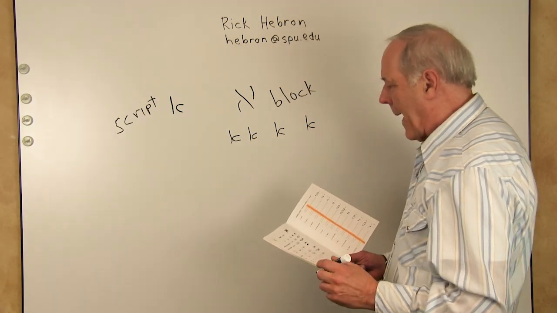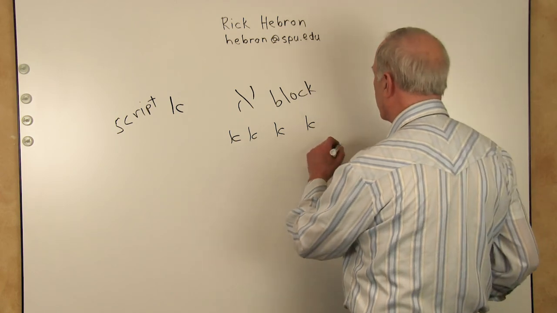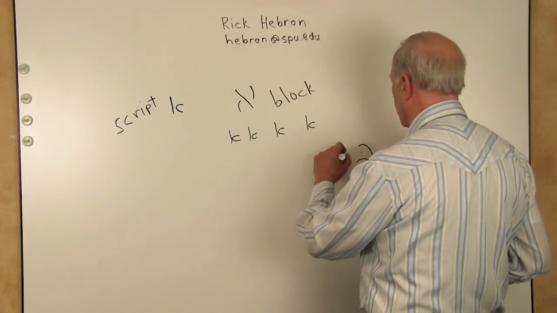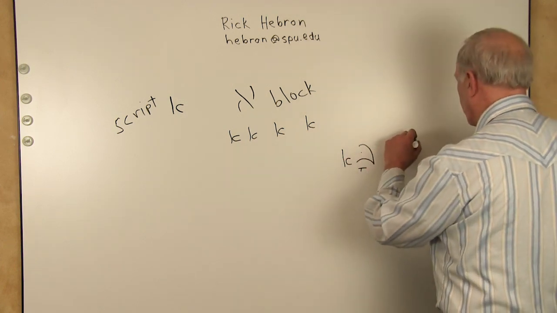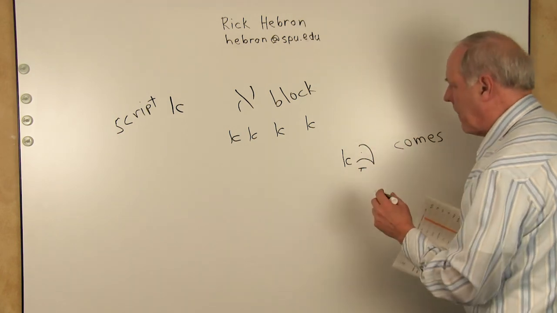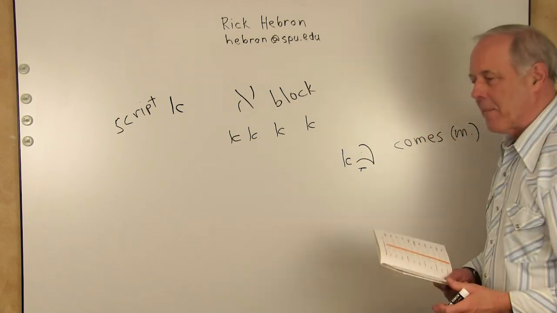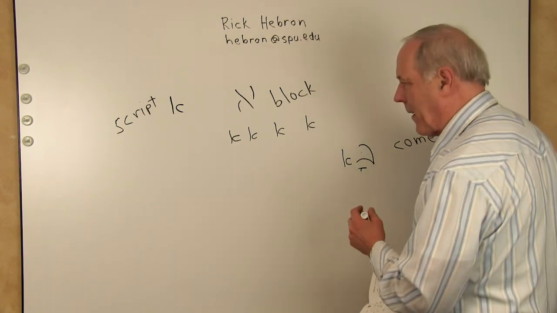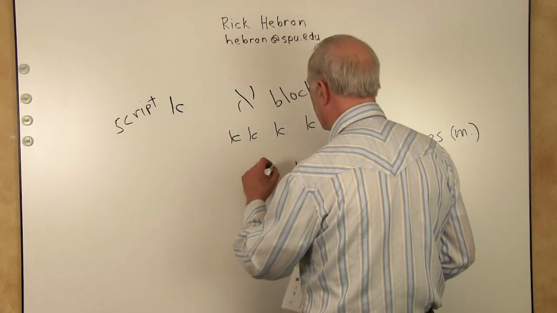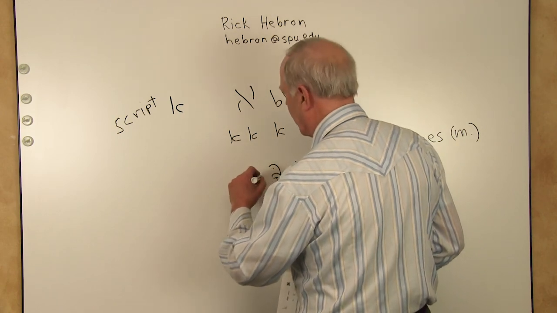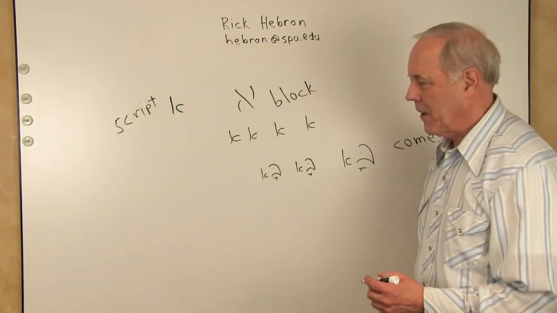We've got a word, ba, which means comes or is coming. Ba. It's a masculine verb. Write it a couple of times. Ba. Comes, is coming.